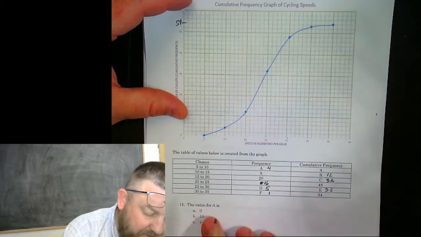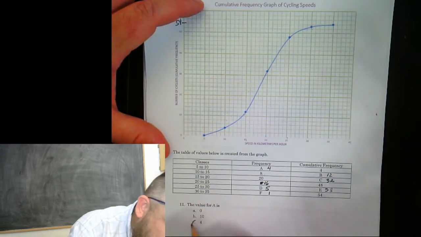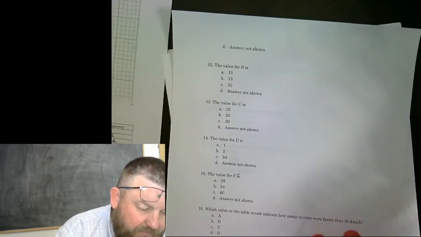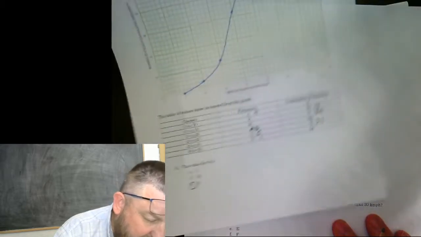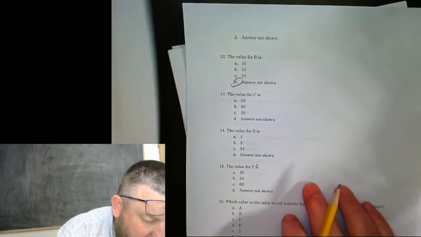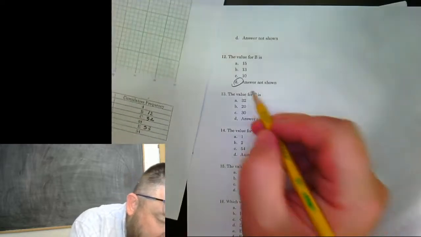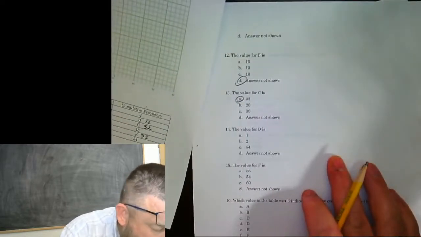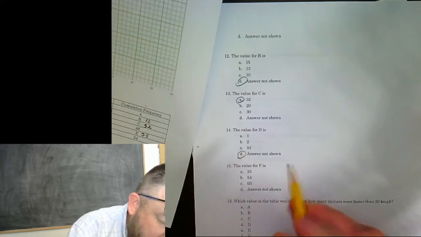So there we go. For A, our value was 4. For B, our value was 12. Ooh, answer not shown. That's tricky. For C, our answer was 32. For D, our answer was 5. Answer not shown.